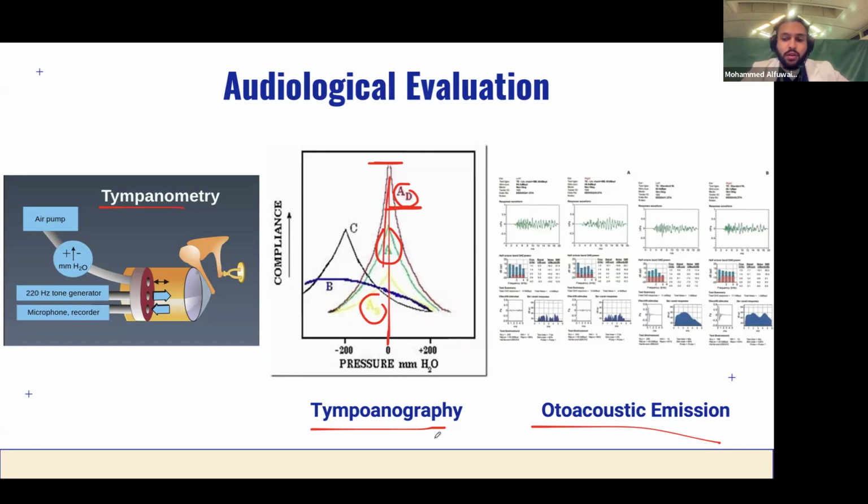But the pressure is normal. That's crucial. Then we have over here, if you have, for example, a protracted tympanic membrane. Here, if you have a ruptured tympanic membrane, the compliance is all-time low and the pressure is weak because there's a rupture or there's a fusion.